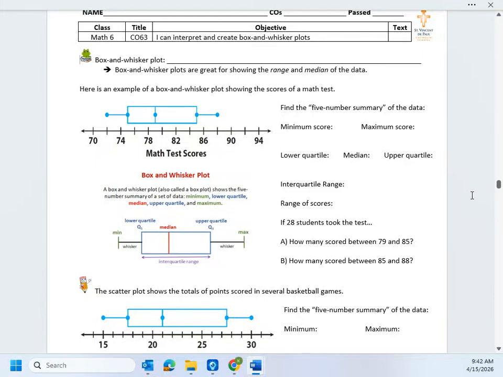Good morning. Today we are continuing to work with data sets and different ways we can display them. Today we are doing CO63: I can interpret and create box and whisker plots. So we started off with what we already knew, and it was review.